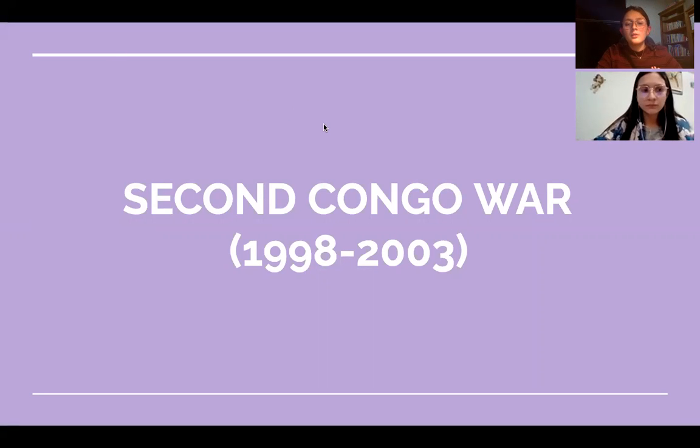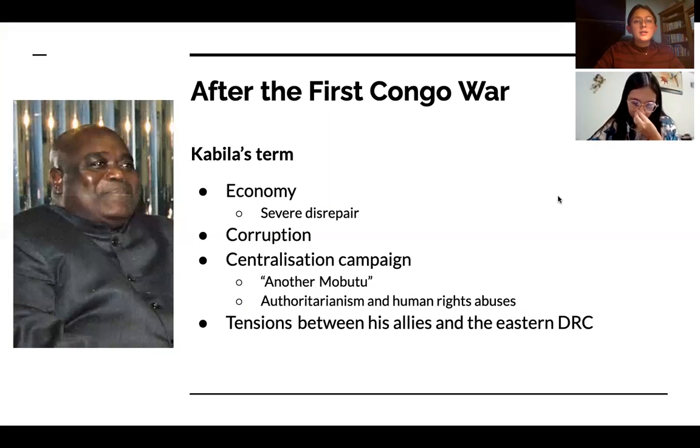So we will continue on with the Second Congo War, which took place from 1998 until 2003. We will start with the aftermath of the First Congo War, which was during Kabila's presidential term. And we have to note that his term was disappointing because the economy remained in a state of severe despair and didn't improve, as well as because of the corruption.